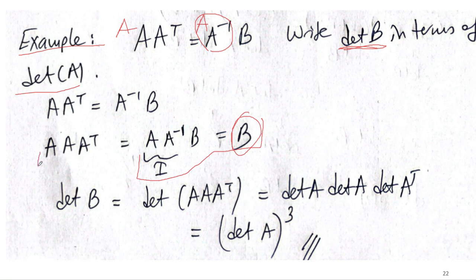And on the left hand side we have this. Now if we take the determinant of both sides, we can apply the last theorem and split these determinants one by one. But the determinant of A transpose is also the same as the determinant of A, right? Therefore, this is the third power now.